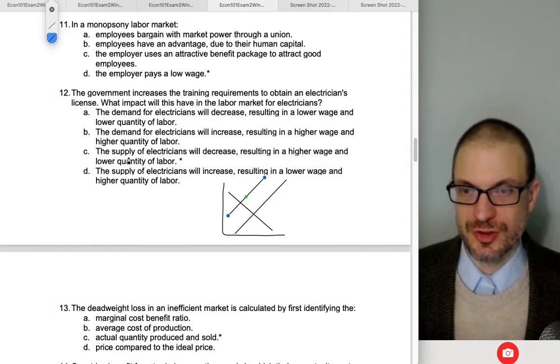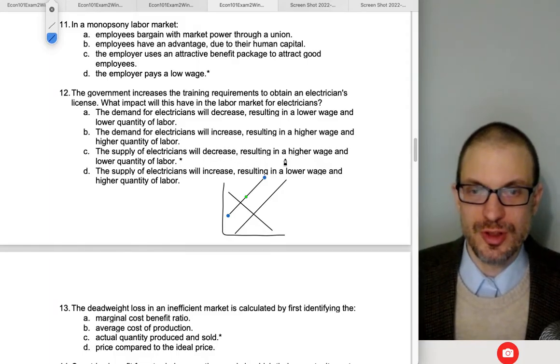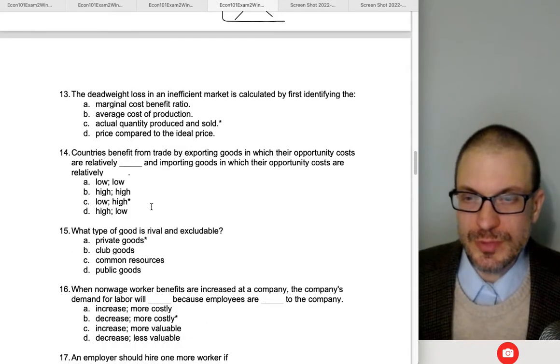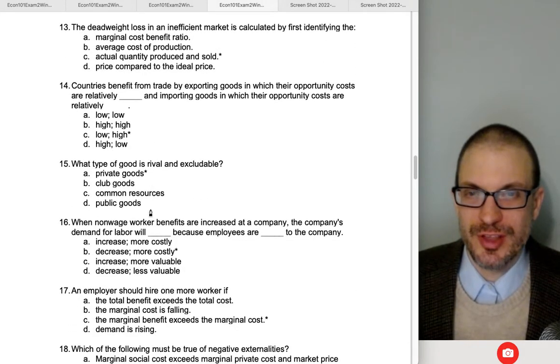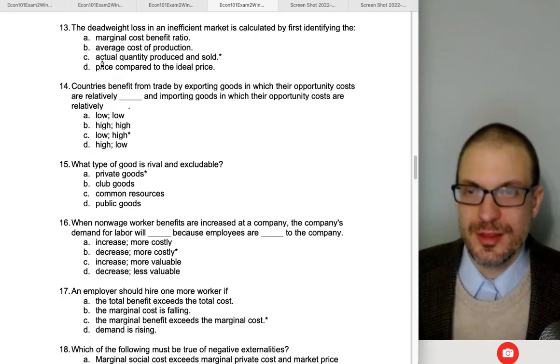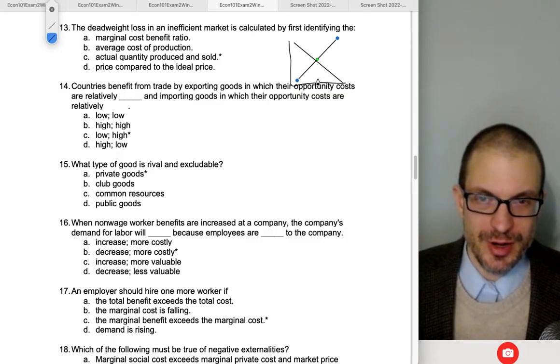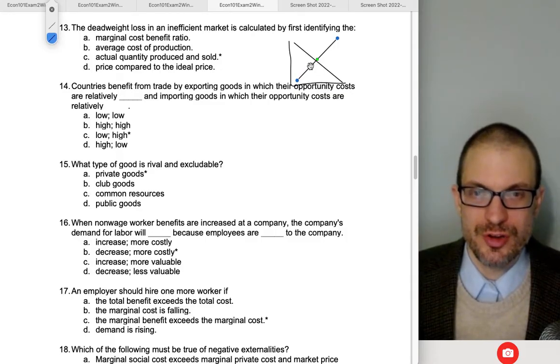So that's this right here. Supply of electricians will decrease, resulting in a higher wage and a lower quantity of labor. Deadweight loss of an inefficient market is calculated by first identifying the actual quantity produced and sold. Because we want to know what's the quantity transacted. Here would have been the market equilibrium, but we want to know where's the quantity transacted.